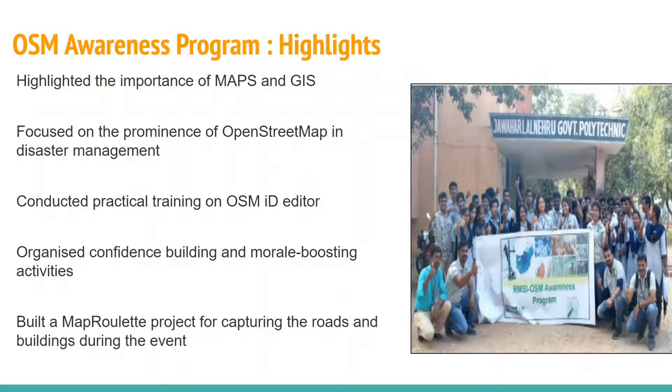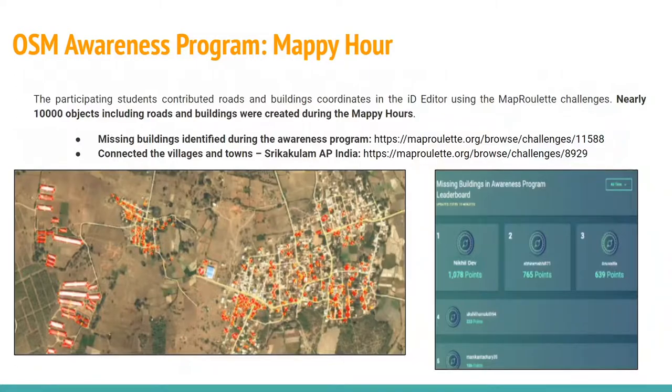In this program, we discussed the real-time importance of GIS and maps in the world. We explained the key role of OpenStreetMap in disaster management and HOT activities. We also conducted interactive training sessions on the OSM editing tool where the new mappers were very enthusiastic to learn about OSM. Along with the training session, we conducted the OSM workshop and mapping award in this program, where the students actively participated to contribute OSM roads and building map data in rural India. You can see the MapRoulette challenges and the pictures of building contributions made in this mapping award.